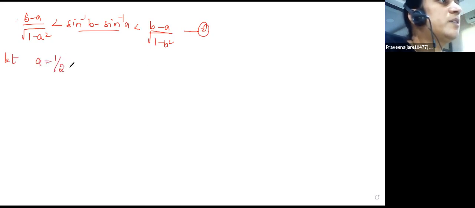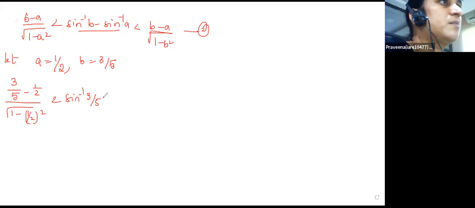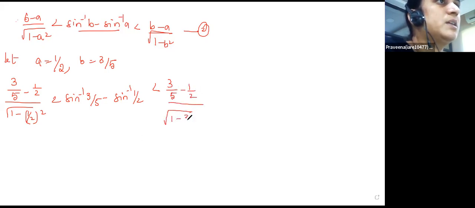A is equal to 1 by 2 and b is equal to 3 by 5. For that, substituting in the above equation, that is 3 by 5 minus 1 by 2 divided by under root 1 minus 1 by 2 whole square, less than sin inverse 3 by 5 minus sin inverse 1 by 2, less than 3 by 5 minus 1 by 2 divided by root 1 minus 3 by 5 whole square.